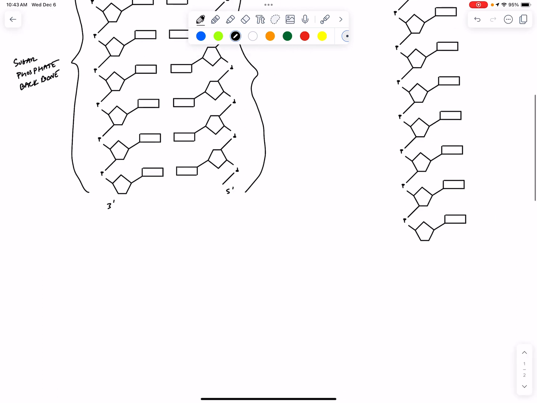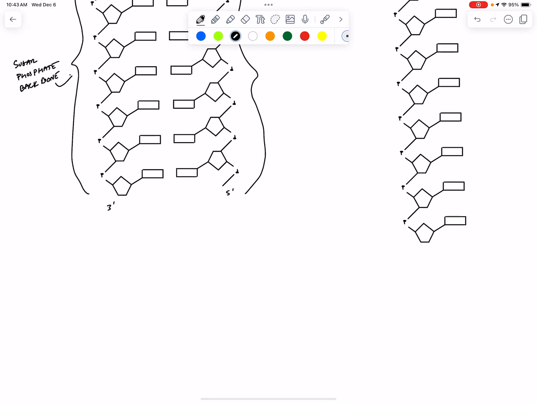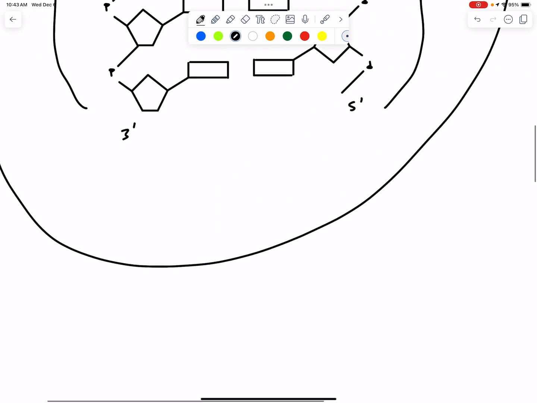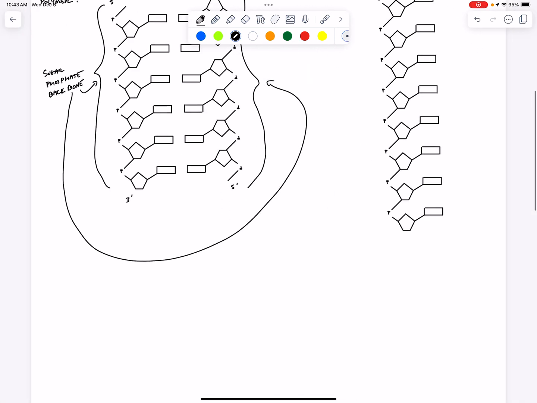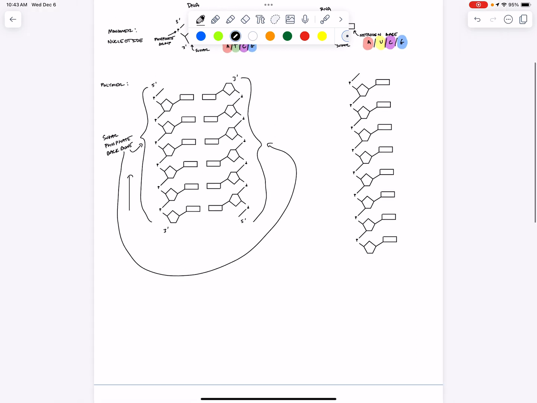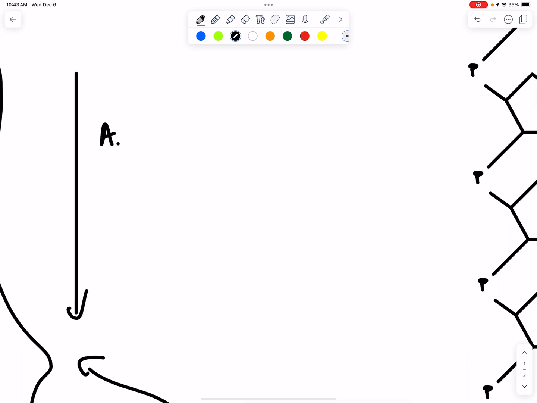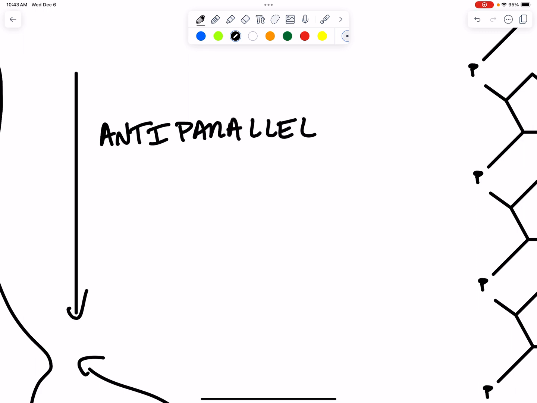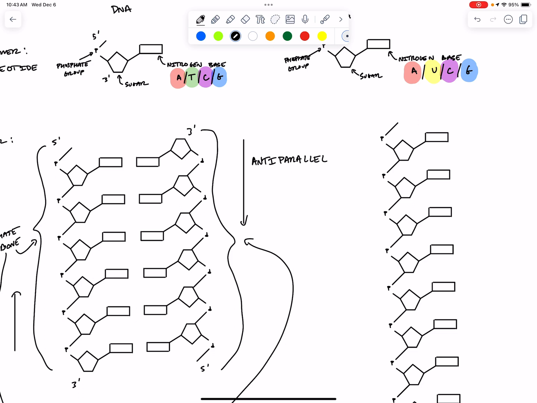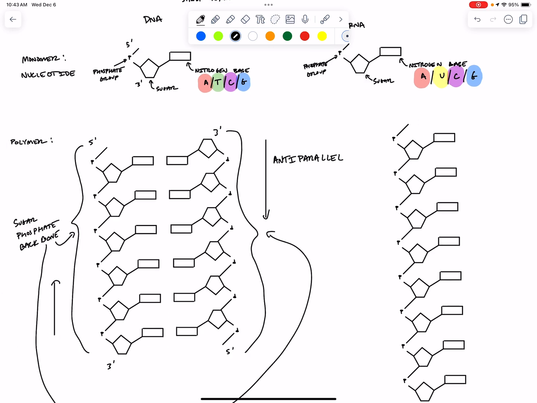So there are 2, as I said, sugar phosphate backbones. So here's one here, and then here's another one over here, but they're running anti-parallel to one another. So the fact that this is running from 3 to 5 in this direction, and this is running from 3 to 5 in this direction, we call this anti-parallel. Okay, so DNA strands are running anti-parallel to one another.